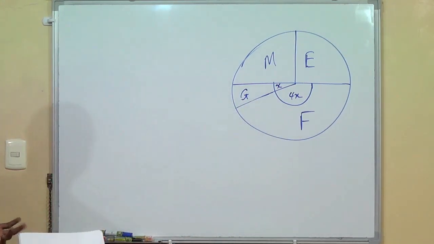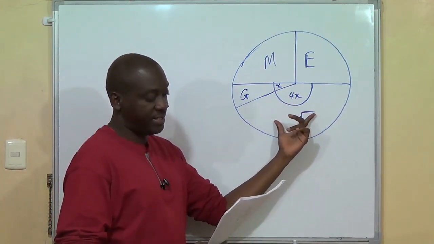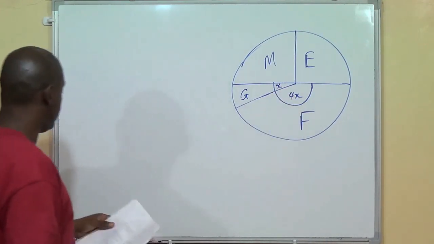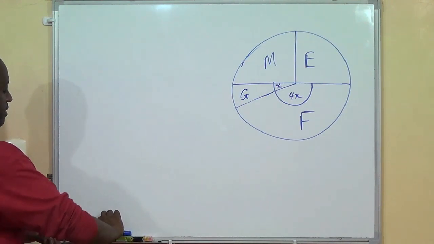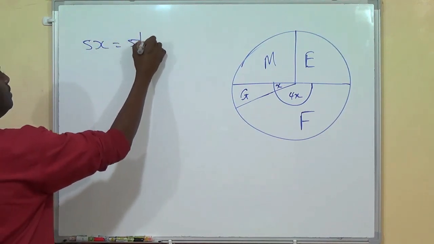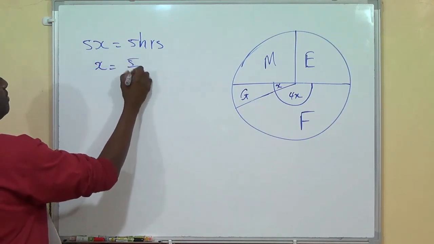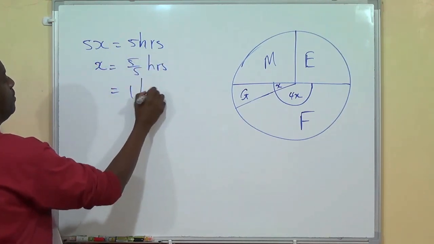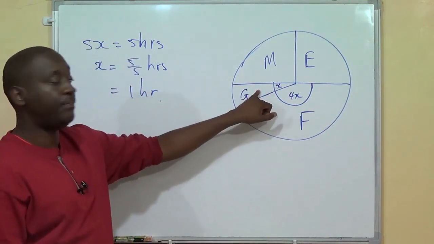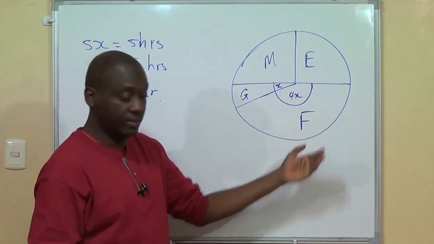So basically, if they're asking for the amount of time you spent studying French, it means that we had to find X in a situation like this. And if we agree that the 5X represents 5 hours, then it means that 1X would represent 5 over 5 hours, which would be 1 hour. So in other words, X is 1 hour, which is to say then that geography is 1 hour, which means then therefore that French would be 4 hours. 4 by 1 is still 4.